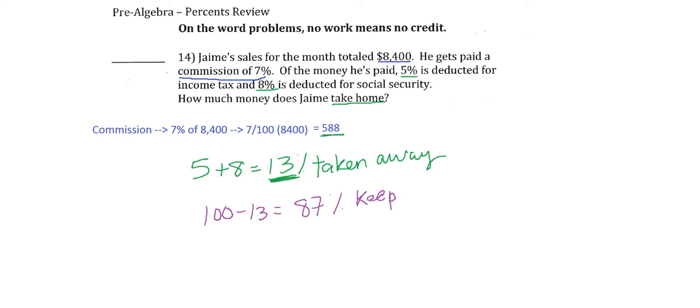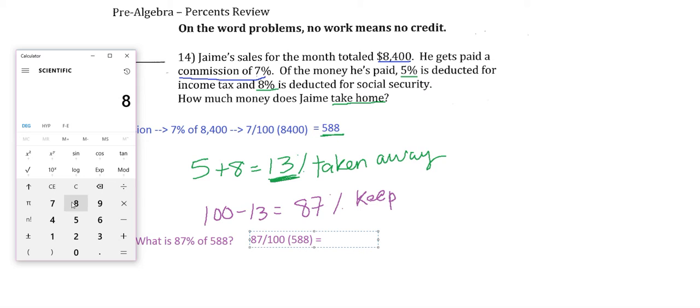So now I'm going to think about, okay, what is 87%? 87% of that $588. And again, I could do a proportion, and I'll show that to you. But real quick, I can just do 87 divided by 100, and then multiply by 588. And that's going to be my shortcut here. So let's punch that into the calculator. And again, 87 divided by 100, I know is 0.87.